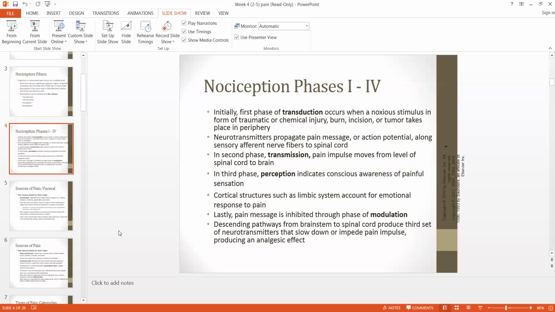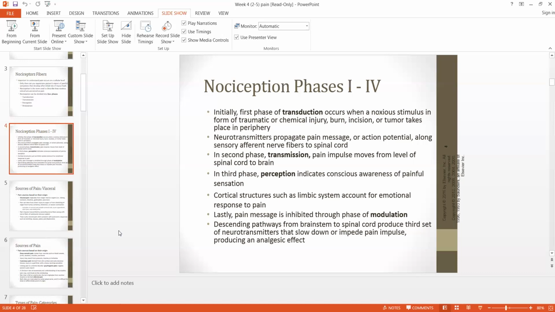Pain is kind of squirrely in our ways of assessing and how it can be perceived in the brain. So we're going to do the best we can. Anytime we're dealing with a patient in pain, we're doing the best that we can and thinking of all the different ways this pain is happening to their body, being perceived, and how we can relieve it. So we have afferent nerves, nerves that go from the spinal cord up to the brain, and then descending pathways from the brainstem to the spinal cord to produce this third set of neurotransmitters, this modulation that can slow down or impede the actual feeling of it and this analgesic effect.